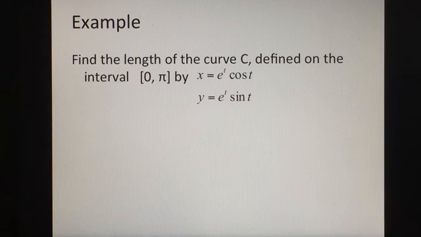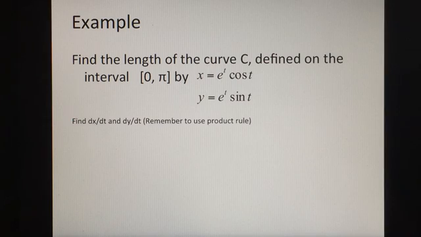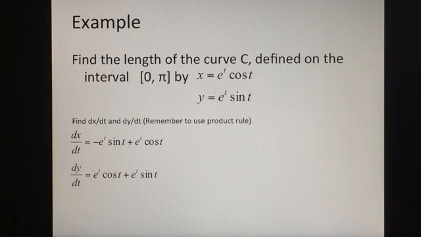Find the length of the curve C defined on the interval 0 to pi by these two parametric equations. So we're going to find dx/dt and dy/dt. In this case, we have to remember to use the product rule. So before we were using chain rule, now I've got to use product rule. All those rules are coming back. They're important. So dx/dt is equal to negative e to the t sine t plus e to the t cosine t. Then we've got to find dy/dt, which is equal to e to the t cosine t plus e to the t sine t.